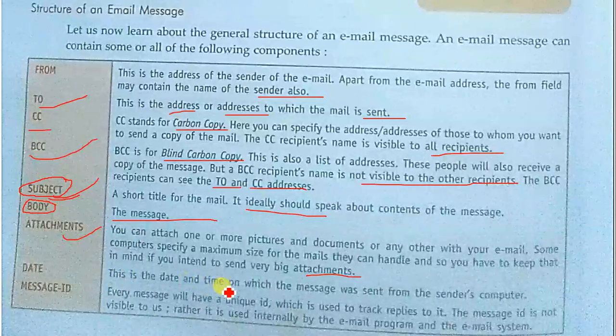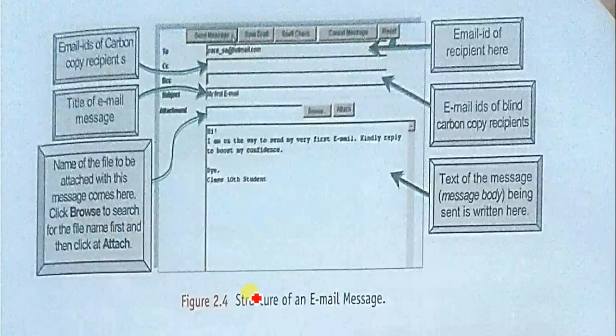Now, the date. This is the date and time at which the message was sent from the sender's computer. Message ID: every message will have a unique ID, which is also used to track replies to it. The message ID is not visible; it is used internally by the email program and the email system. Now this is the structure of an email.